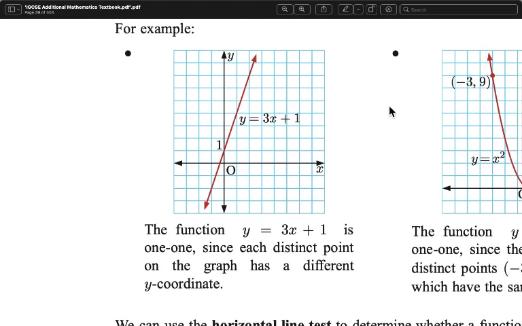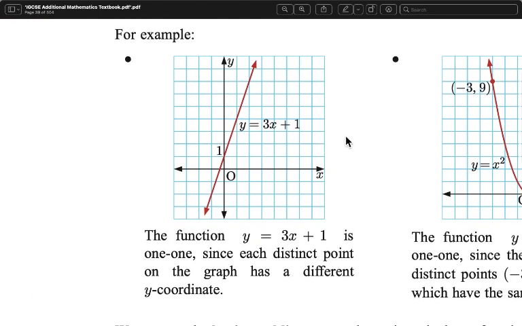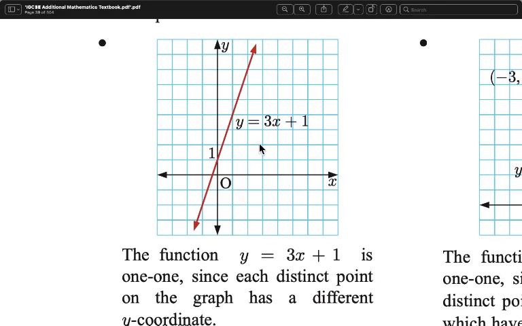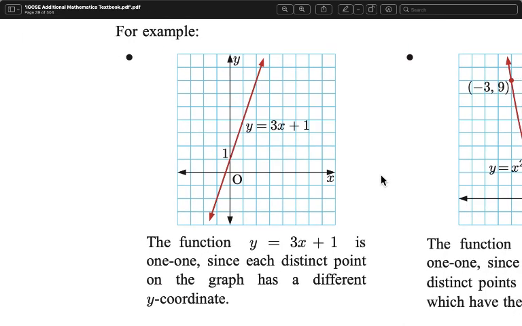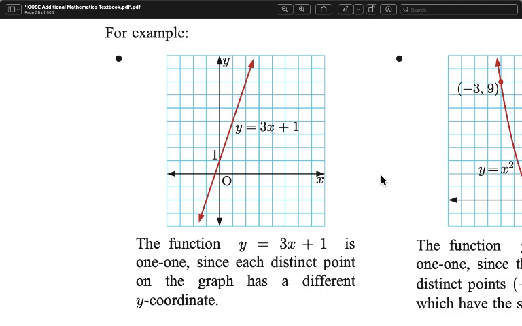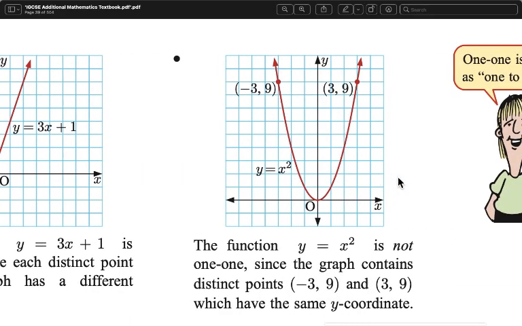For instance, as you see here, y equals 3x plus 1, and this is a linear function. For each value of x, you can only get one value of y. For instance, if y is 4, then 3x will be equal to 3, and x can only be equal to 1, and there's no other value that can be consistent in this equation.